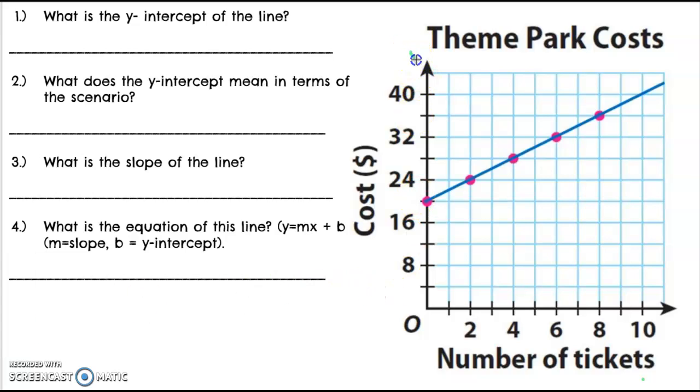This is my y-axis right here. This is my x-axis right here. So the y-axis will show me where the y-intercept is. So I follow that line down until I see where it touches my graph, which is right here.